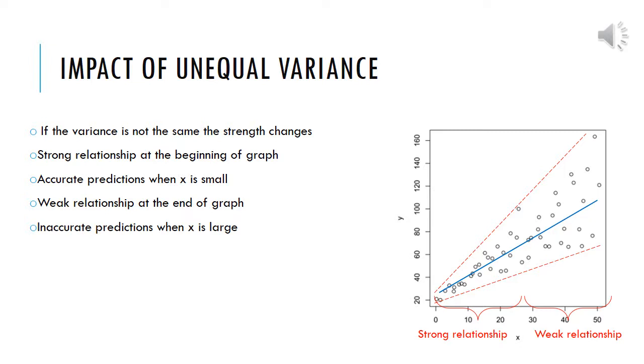When the x value is large, there is a weak relationship between the variables, and the trend curve doesn't explain much change in the y variable. Predictions using the trend curve when x is large will be less accurate.